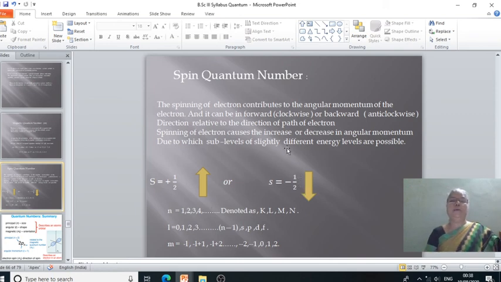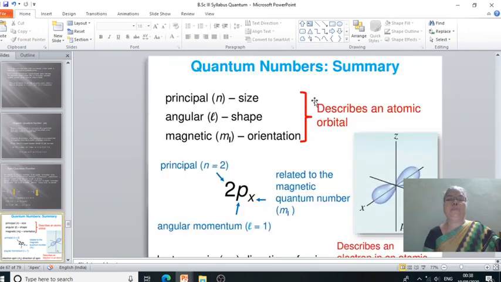And this is the summary of quantum numbers. Here principal quantum number is related with size and energy, angular quantum number denoted by l specifies the shape, and magnetic quantum number denoted by m is related with the orientation, and the quantum numbers n, l, m describe atomic orbitals.